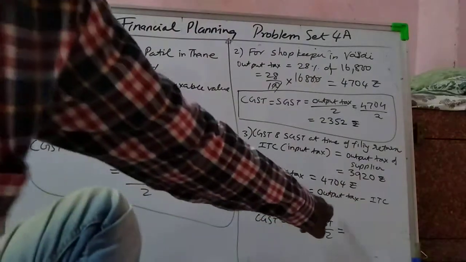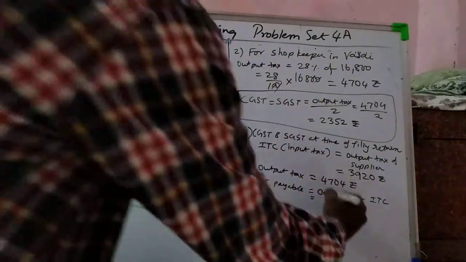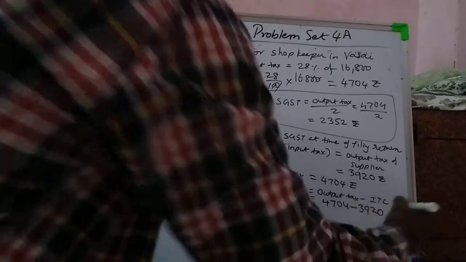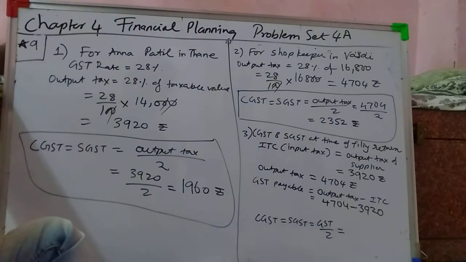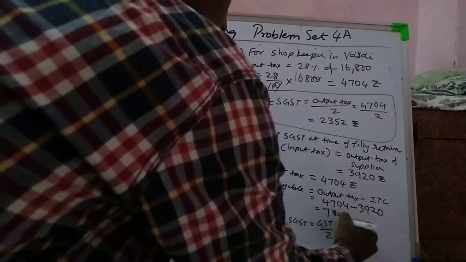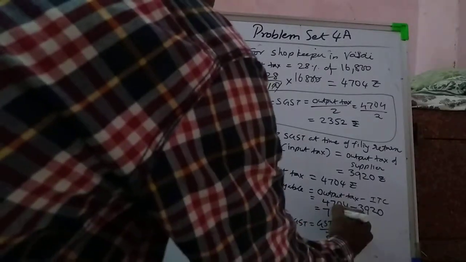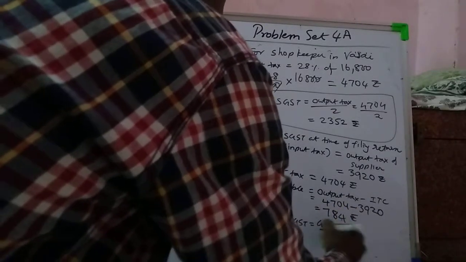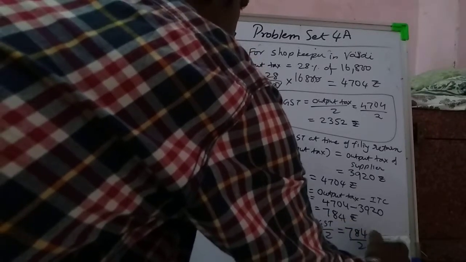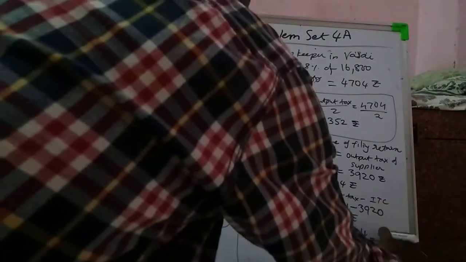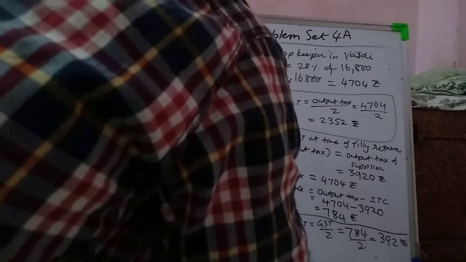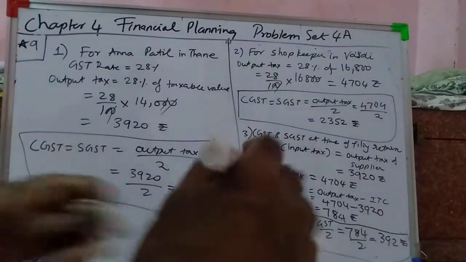So we have to write this value: output tax minus input tax. That will become 4704 minus 3920. Subtract that and you will get one answer, that is 784 rupees. Then you have to divide it for this. So that will become 784 divided by 2. That will get 392 rupees. I hope you got this. Next we will do the last problem.